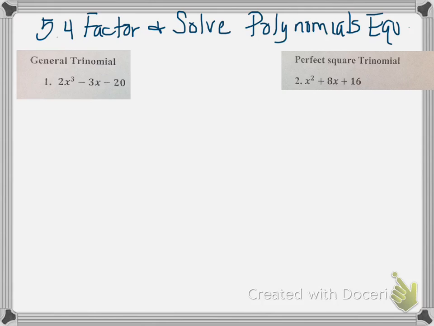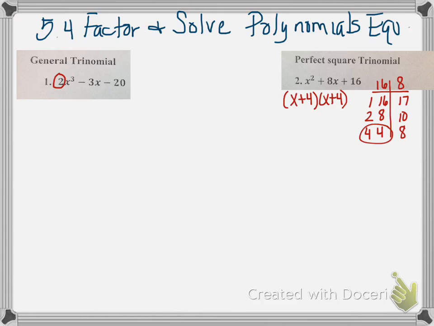If you look at example 2, we're looking for the factors of 16 that sum up to 8. Factors of 16 are 1 and 16, 2 and 8, and 4 and 4. When you add those, which is going to add up to 8? The 4 and 4. Therefore, our answer would be x plus 4 and x plus 4.